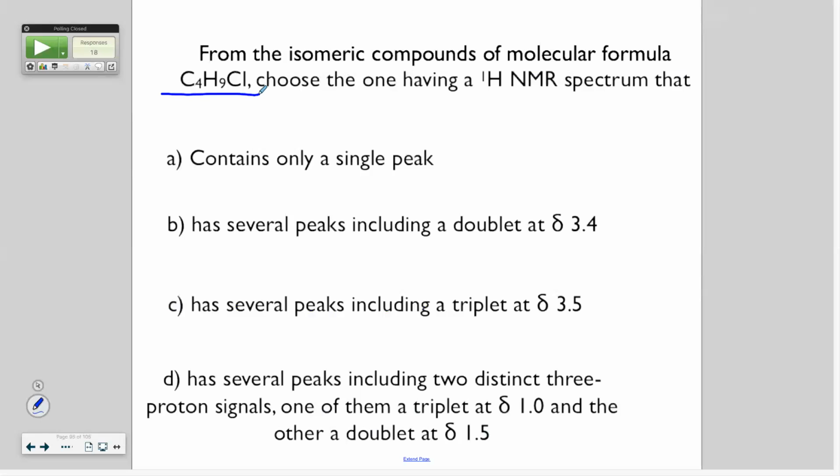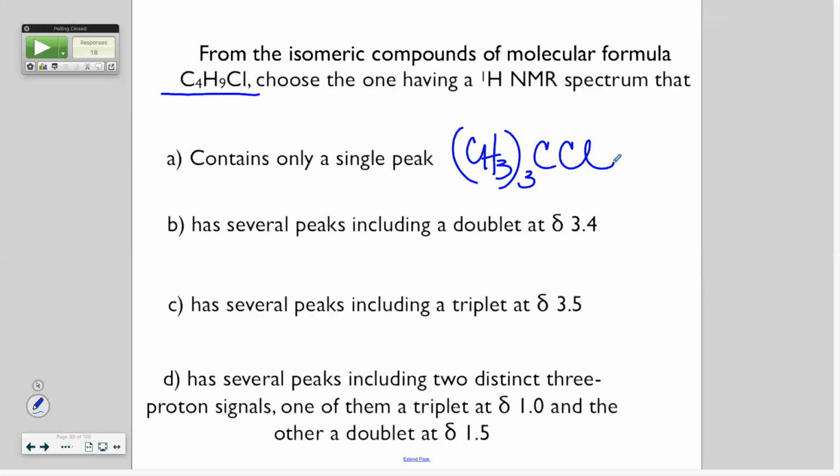Okay. Now, which one contains only a single peak? That one does, right? All 3 of these are the same. Remember that makes them identical. So that one's AKA t-butyl chloride. Didn't you make that one? I thought you did. Okay, several peaks, including a doublet at 3.4.